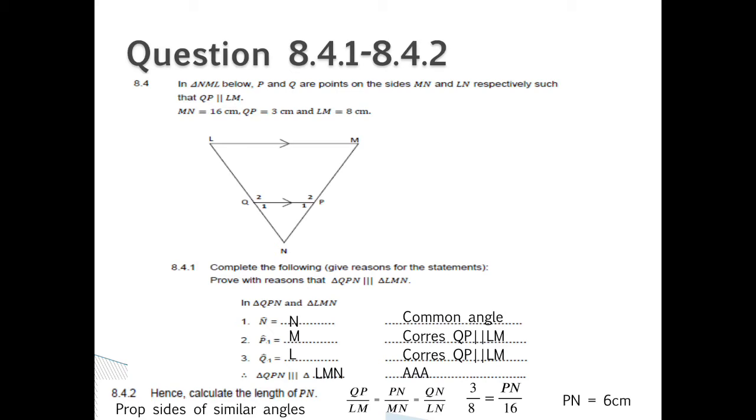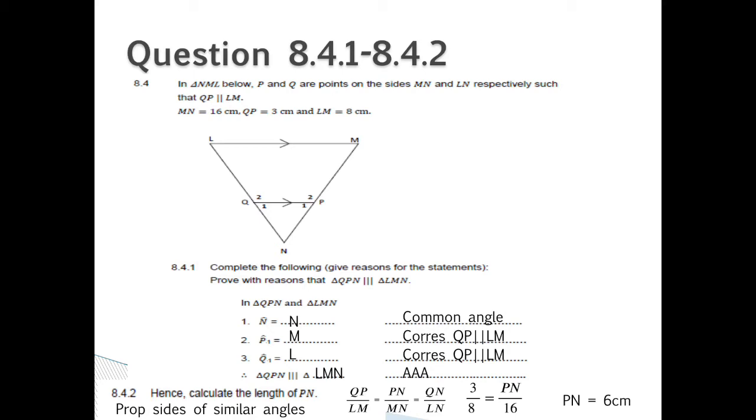It's a common angle. We know that angle P1 is equal to M because we have corresponding angles and QP is parallel to LM. Number 3, angle Q1 is equal to L. We know this because we have corresponding angles where QP is parallel to LM. Therefore, QPN is similar to triangle LMN because of angle, angle, angle.